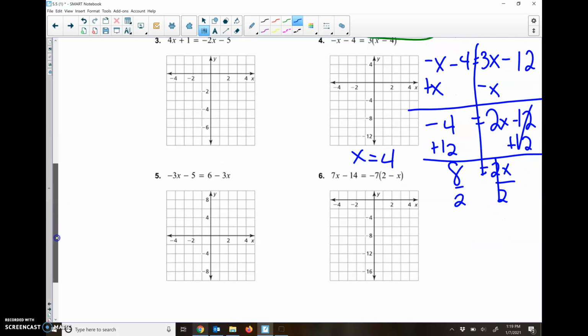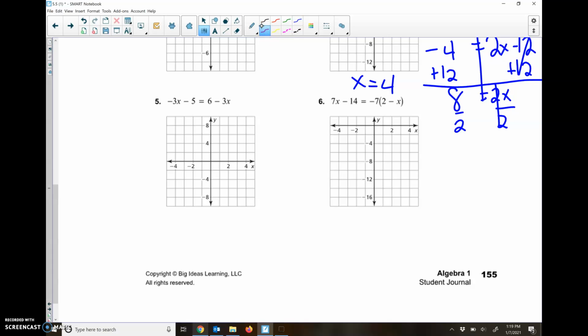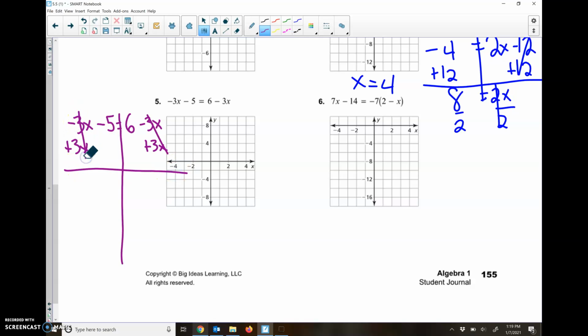Okay, and then when we get down to 5 and 6, something silly happens again. So I have negative 3x minus 5 and 6 minus 3x. This is one reason why I would get all my variables together first, because then we're going to solve this problem one step faster than if we got our numbers together first. So I'm going to add 3x to each side. We see something weird happens. Negative 3x plus 3x is 0. They cancel out. So I'm left with negative 5 equals 6. Well, that's not true. Negative 5 does not equal 6. That is going to be a no solution.